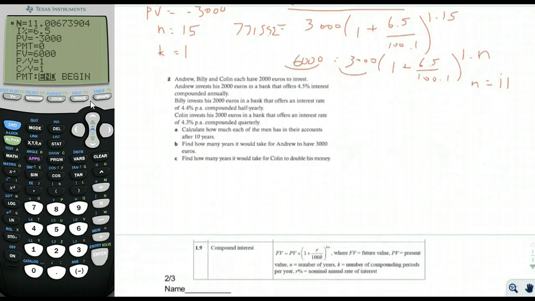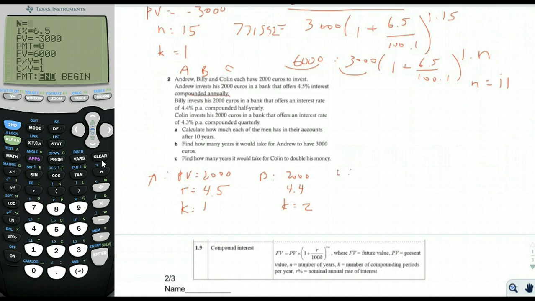Okay, now the last problem, because I'm only asking you to do 2 problems for this problem set. Andrew, Billy, and Colin, and we'll call them A, B, and C for short, each have 2,000 euros to invest. Andrew invests his 2,000 euros, and so the present value is 2,000, in a bank that offers 4.5 interest. So the R is 4.5. Billy invests his 2,000 euros in a bank that offers an interest rate of 4.4, compounded half yearly. Semi-annually is half yearly. How many times per year is that? It's 2. By the way, the first one was compounded annually, so that would be k equals 1.